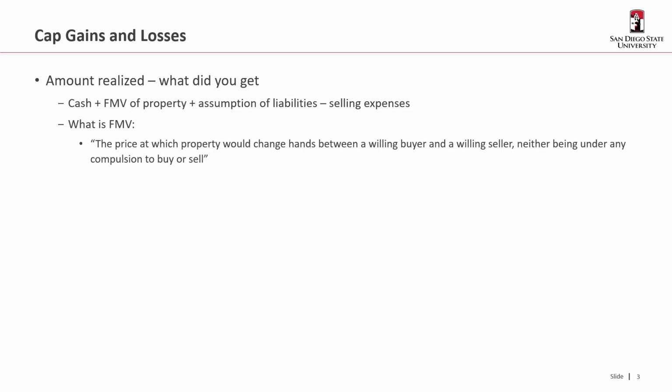So under the tax rules, what is fair market value? This is the price at which property would change hands between a willing buyer and a willing seller, neither being under any compulsion to buy or sell. So it's not a coerced sale. And that's the price at which whatever that property is would change hands.